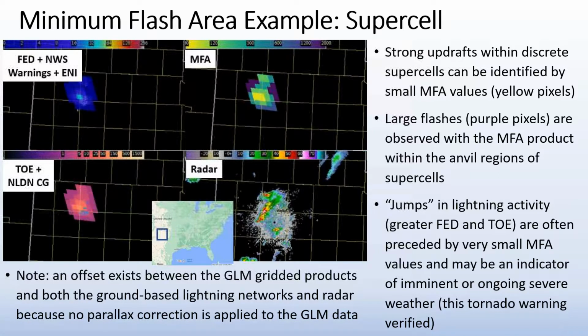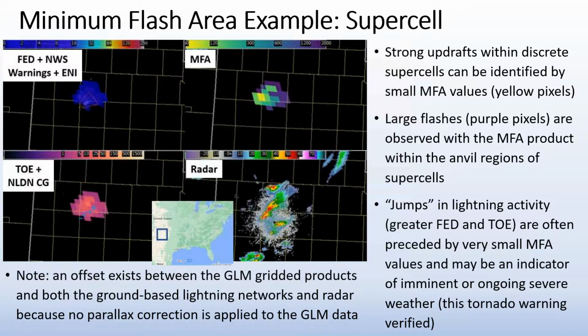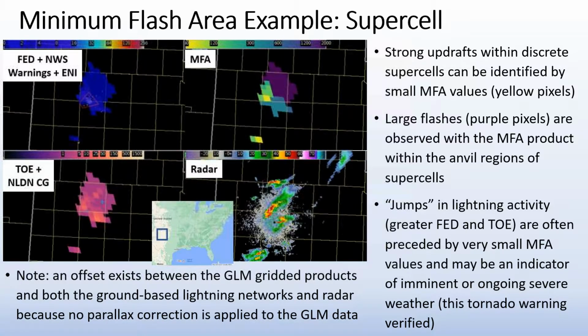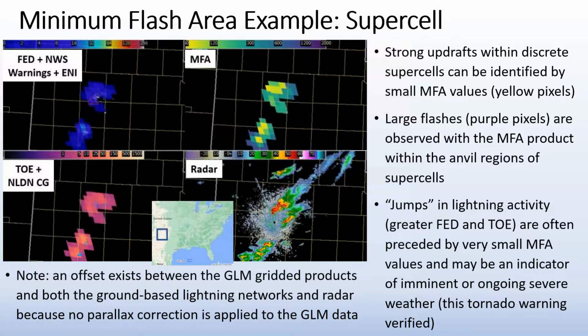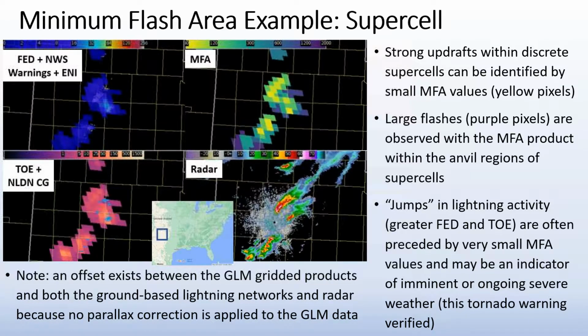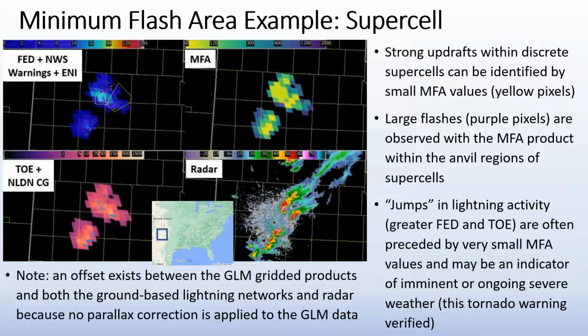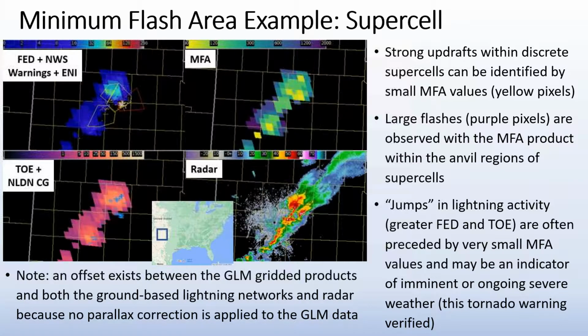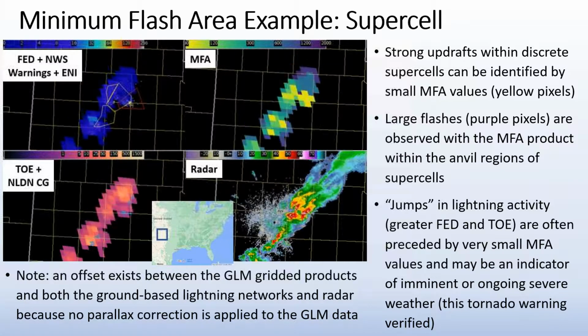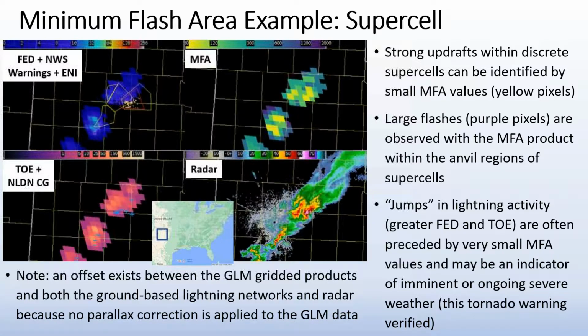In this case, both of the tornado warnings in this example from the Texas Panhandle ended up verifying. One was an EF1 and one was an EF2 tornado. So the MFA can tell you, oh, I've got these strong convective updrafts. We see this jump in lightning activity, and the warnings themselves ended up verifying for this case.